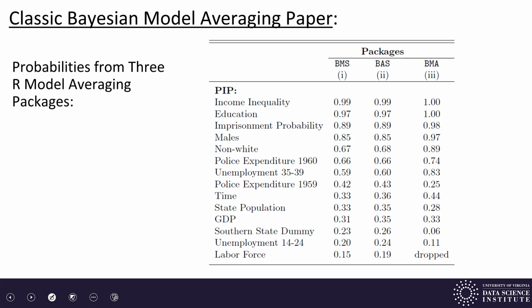There are some different packages in R, and here's the output from 3 different packages, BMS, BAS, and BMA. And we have the probability for each of the different factors. We see income inequality has the highest probability for being important in prediction of crime rates, and then education. And third on the list out of all of our predictive variables is imprisonment probability.